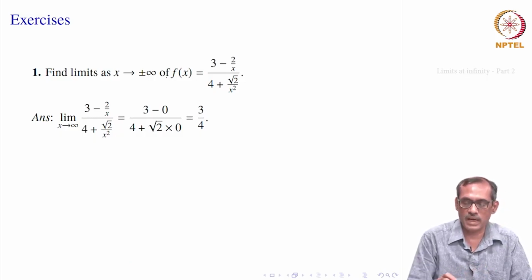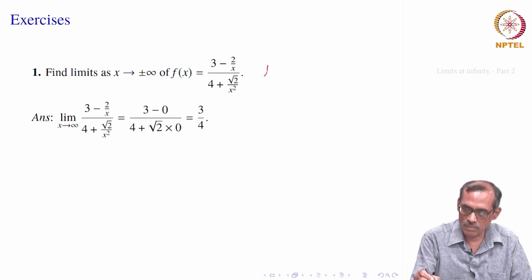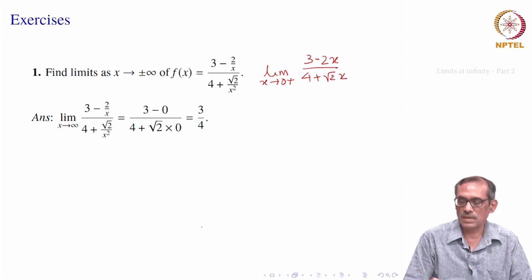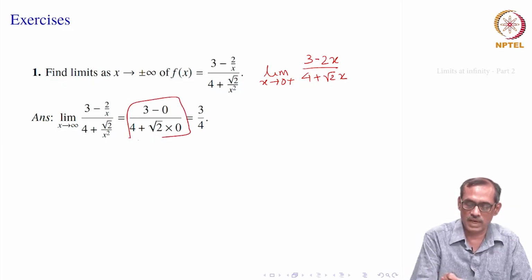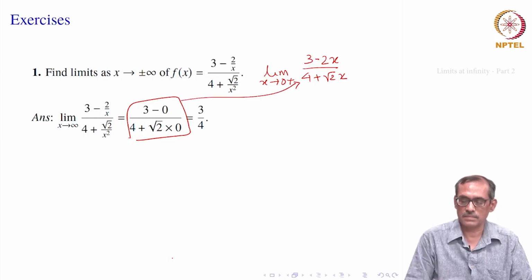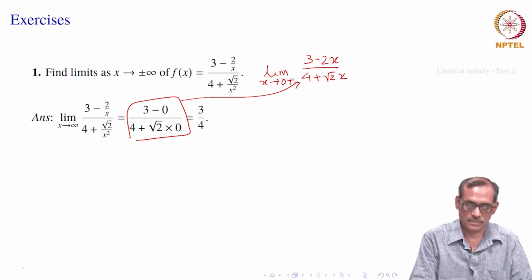If you use the earlier idea, you may write it as limit x goes to 0 plus f of 1 by x. So, f of 1 by x will be (3 minus 2 x) divided by (4 plus root 2 x). Now, when x goes to 0 plus, directly it gives 3 divided by 4, because this becomes 0, this becomes 0. So, this expression is still valid, right. That is how you can see the earlier comment.